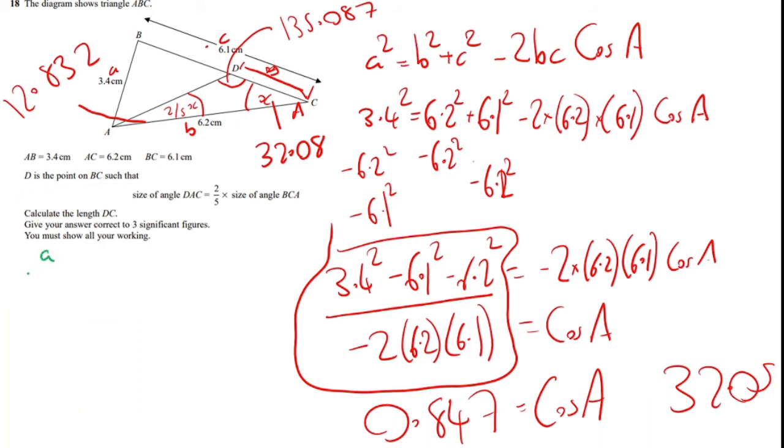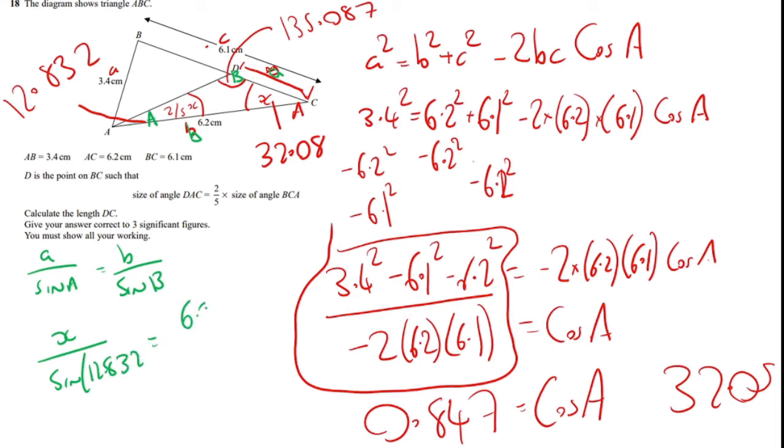So if I use my sine rule, I'm going to change my pens for this. The sine rule is A over sine A equals B over sine B. I'm going to change my things around again. I'm going to call this one here A, the side I want to work out, and this one here I want to keep as B, and that one is going to be angle B. So I've got x over sine 12.832 equals 6.2 over sine 135.087.